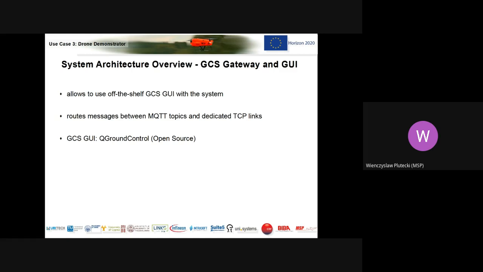Next service is the ground control station gateway. It was just developed as a quick hack to allow to connect any ground control GUI software to the system. This way, we didn't have to modify this software. All it does is that it routes Mavlink messages between MQTT topics and TCP links. Of course, in the production version, we will have to simply implement MQTT support inside the ground control or any other ground control software.